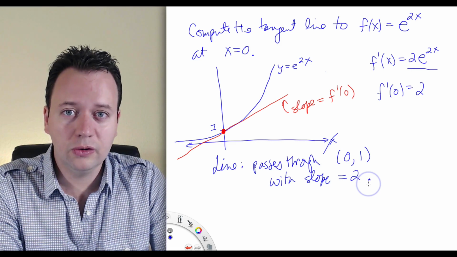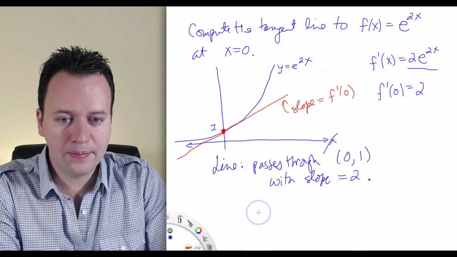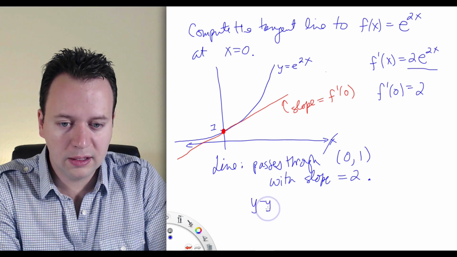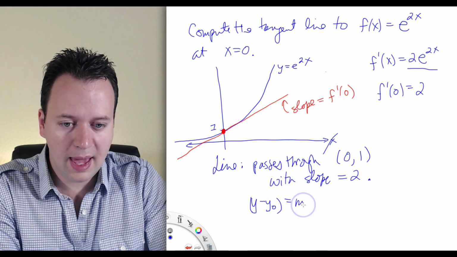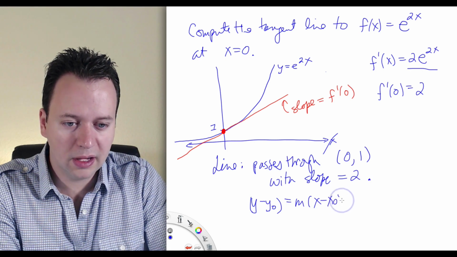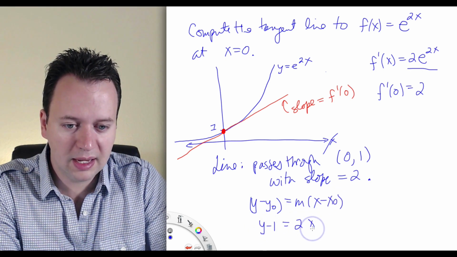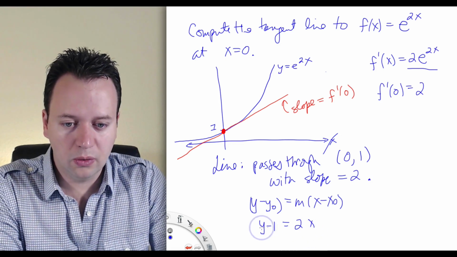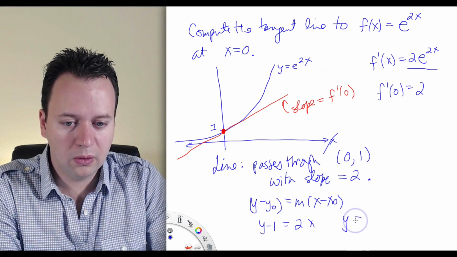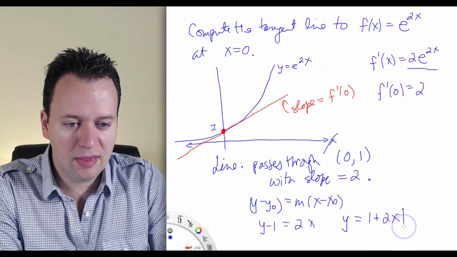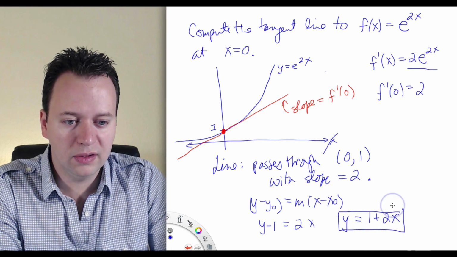So we can simply use the point slope formula. So the point slope formula is y minus y naught equals m times x minus x naught. So y minus 1 is equal to 2 times x minus 0. So y minus 1 is equal to 2x, y is equal to 1 plus 2x. And that is the equation of the tangent line.